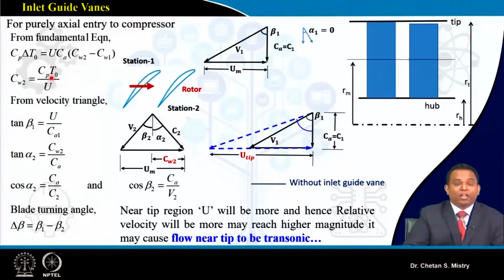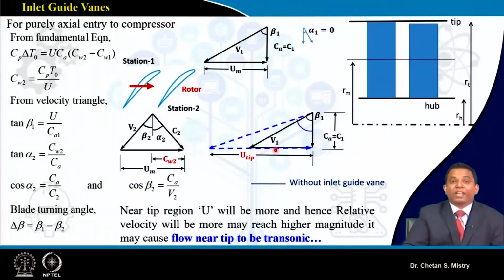Now if I am putting that, the exit swirl velocity I can calculate based on my thermodynamic work and my peripheral speed. This will help us in calculation of my angle beta 1 at different stations, because my peripheral speed is a function of radius. So you can say at the hub station, at mid station and tip station, you can calculate what will be our beta 1. Similarly, we will be calculating our alpha 2 and our delta beta.